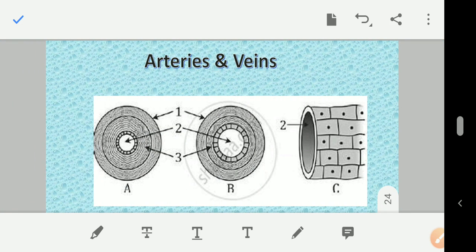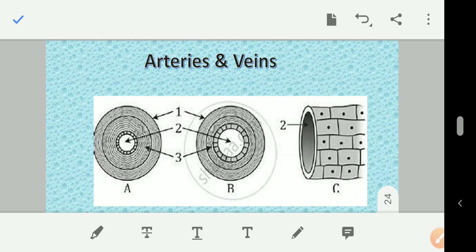Arteries and veins. This is another important diagram. This diagram is important for drawing, and also for identification of different parts. Part 1 is the outermost membrane. The first question is to identify A, B, C: artery, vein and capillaries. Part 1 is the external layer, that is tunica externa. Part 2 is lumen. How do you say that A is artery? Because the lumen is narrow. How do you say that B is vein? Because the lumen is wider. C is capillaries.